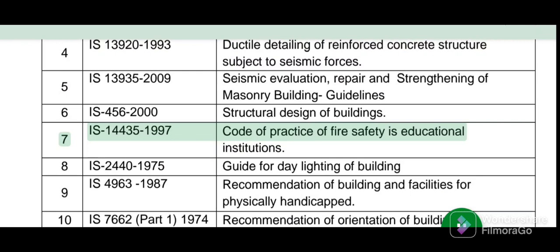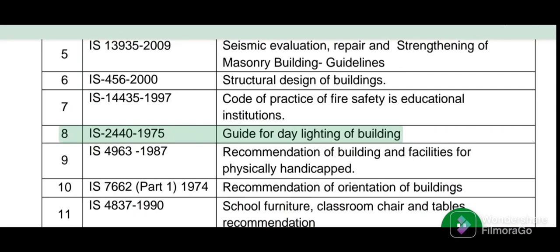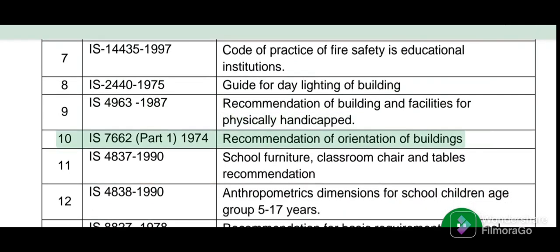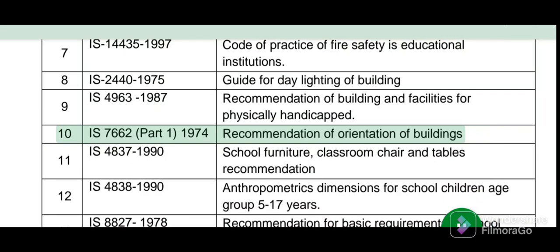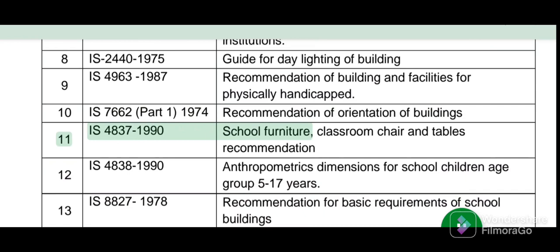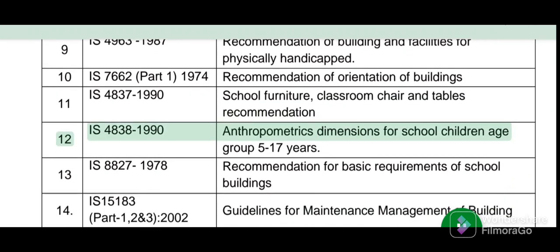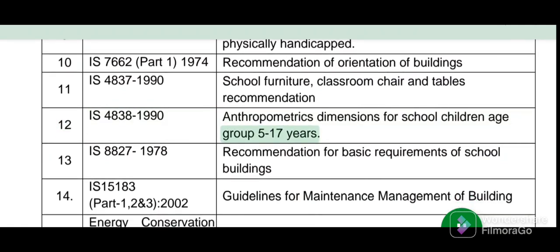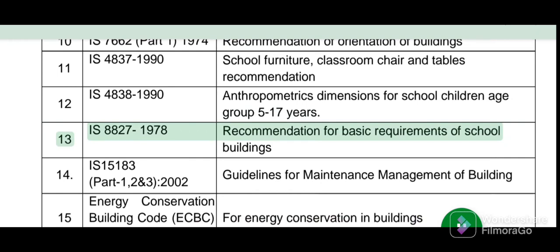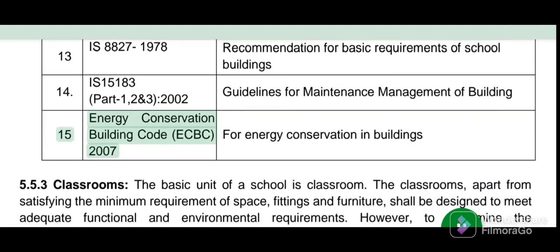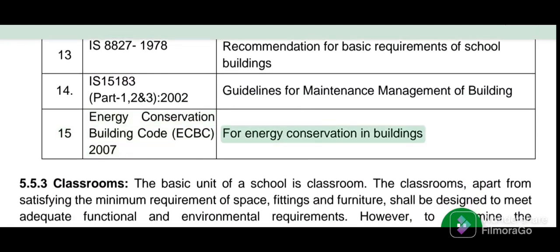7: IS 14435-1997, Code of Practice of Fire Safety of Educational Institutions. 8: IS 2440-1975, Guide for Day Lighting of Buildings. 9: IS 4963-1987, Recommendation for Buildings and Facilities for Physically Handicapped. 10: IS 7662 Part 1-1974, Recommendation for Orientation of Buildings. 11: IS 4837-1990, School Furniture, Classroom Chair and Tables Recommendation. 12: IS 4838-1990, Anthropometric Dimensions for School Children Age Group 5 to 17 years. 13: IS 8827-1978, Recommendation for Basic Requirements of School Buildings. 14: IS 15183 Parts 1, 2 and 3-2002, Guidelines for Maintenance Management of Buildings. 15: Energy Conservation Building Code (ECBC) 2007 for Energy Conservation in Buildings.